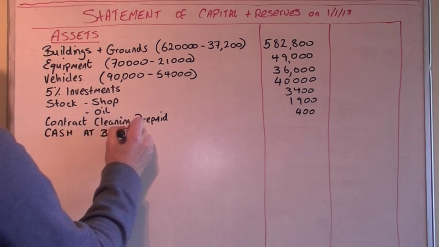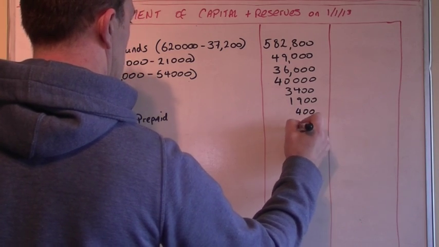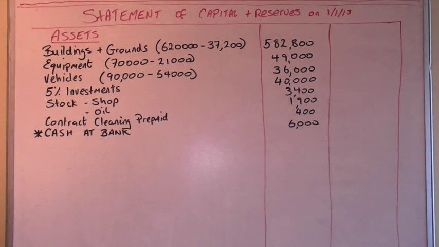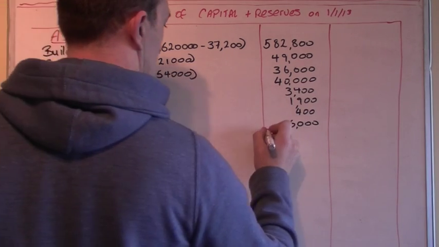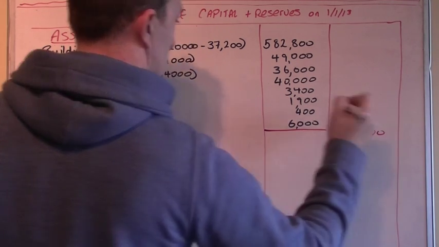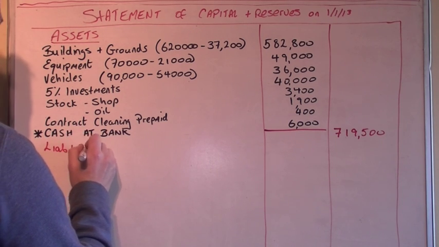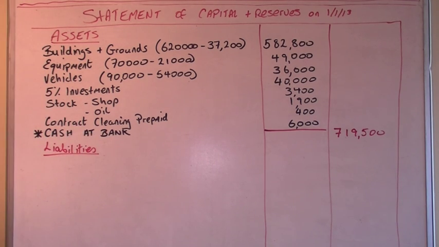Next up is the cash at bank. Now, cash at bank, I've highlighted it with a star because it's not given at the top of the question, rather it's part of the receipts and payments account, and we need to go and find that at the beginning of the receipts and payments account. That gives us a total of 719,500 for our assets at the beginning of the year.